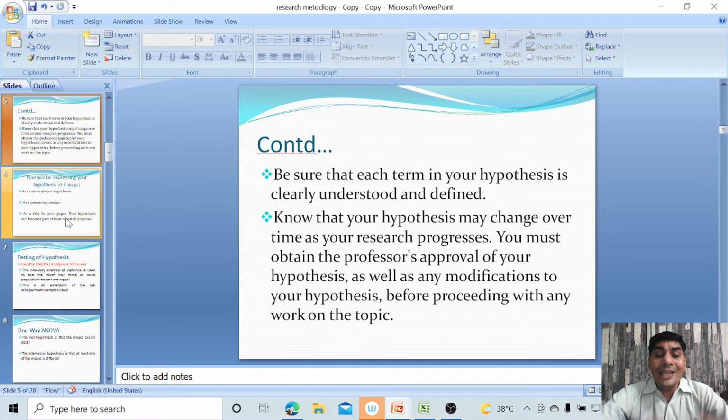for the respondent. So it is mandatory that your hypothesis, your statement, should always be clear and understandable. Right? Next, know that your hypothesis may change over time as your research progresses. When your research is progressing, maybe your hypothesis may be changed, but you have to refine your hypothesis by taking the help of your colleagues and your professors, and modify your hypothesis according to the time being. So before proceeding, you have to discuss your hypothesis with your guide, co-guide and your research colleagues. And after that, you have to finalize your final hypothesis.